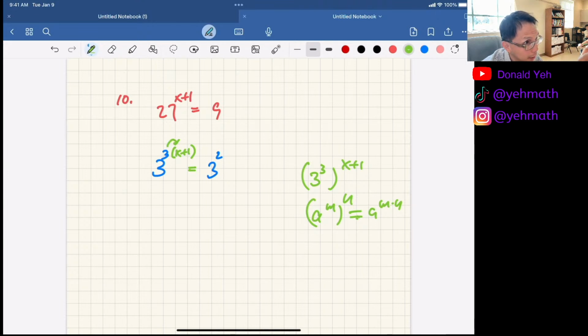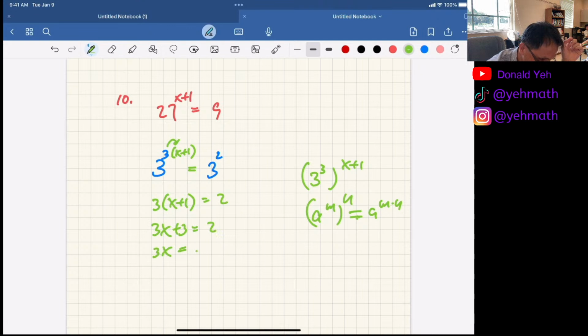Since the bases are the same, we can say 3 times x plus 1 equal to 2. So 3x plus 3 equal to 2. 3x is equal to negative 1, x equal to negative 1/3.